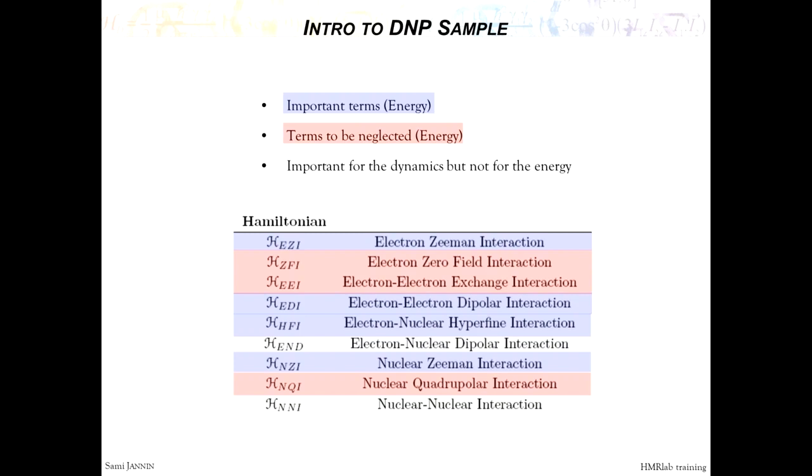So in the course, sometimes we'll make some energy conservation calculations, and we will neglect some of these terms because they are super low in energy. But it doesn't mean that they don't do something. They're super important, but they can be neglected in the calculation of the energy, okay?